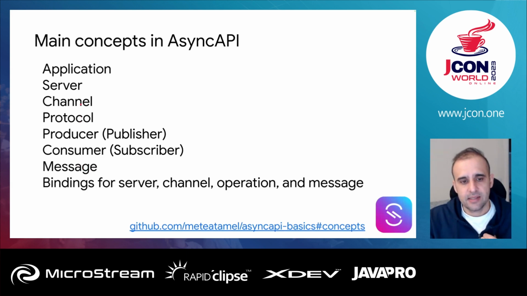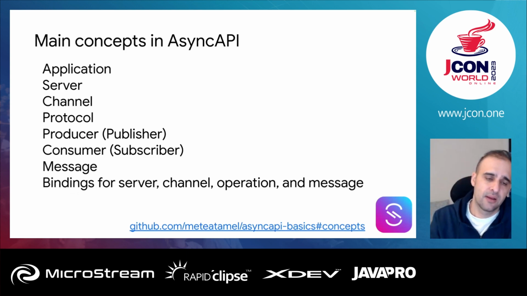So these are the basics, and then once you have those, then there's also bindings. There's bindings for everything, like for server, channel, operation, and message. And these bindings, they allow AsyncAPI to extend to different vendors. So each vendor, like Kafka or Google Cloud PubSub or others, they will use these bindings to add their own custom things. And we'll look at the examples of this as well. So these are the main concepts.